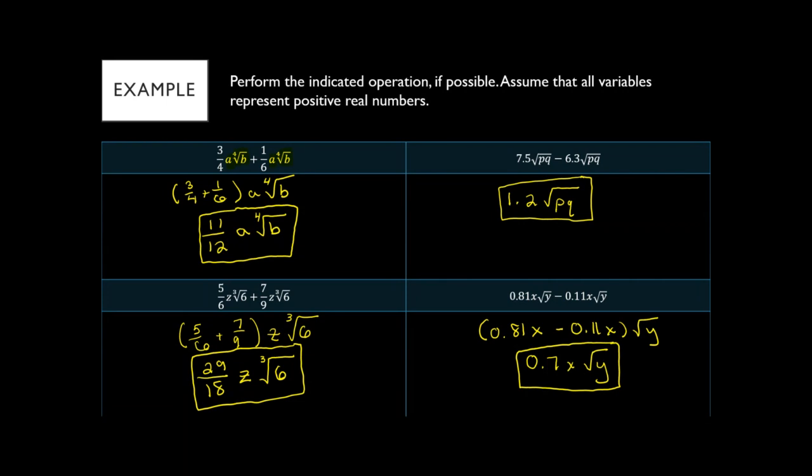So that's why the front of these also has to match, because that's what you're combining. You're combining the front, whatever is in front of that square root. So they both have to have an x, or you can't combine them here. Are there any questions?